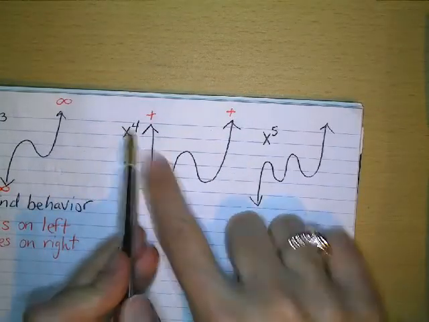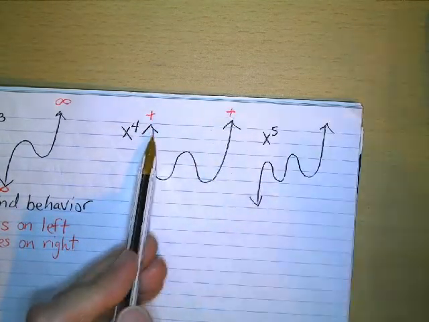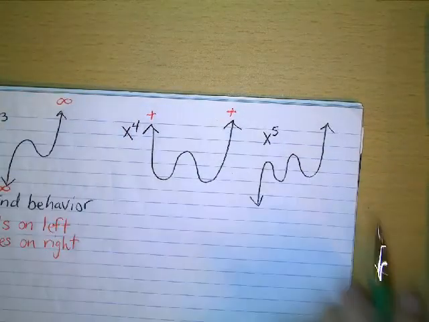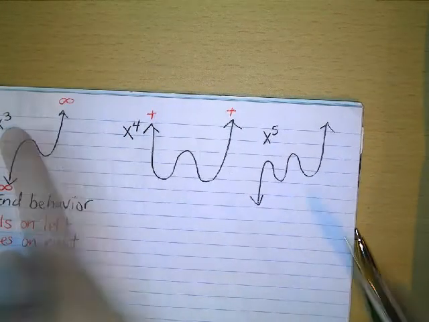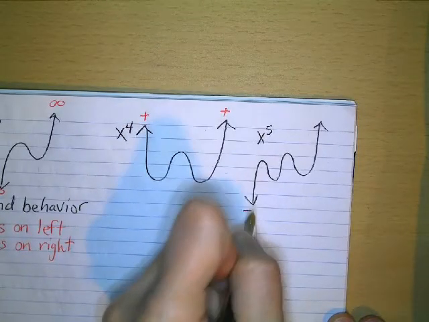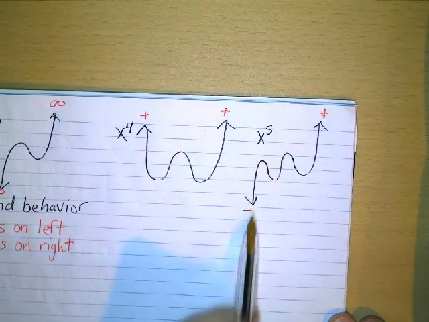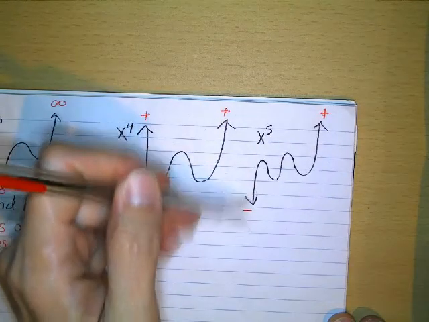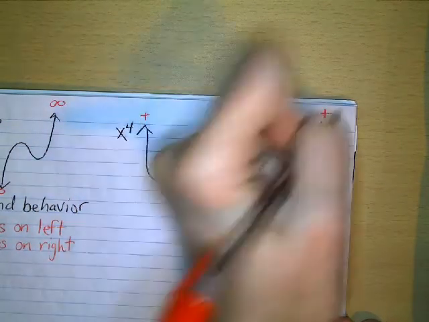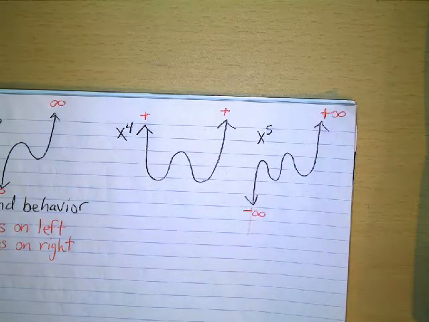So if it's an even number, the arrows go the same way on the ends, if it's an even power. And if it's an odd number, like 3 is an odd number and 5 is an odd number, then we can see that one arrow is pointing down and one arrow is pointing up. So this side's falling, going down to negative infinity, and this side's going up to positive infinity.